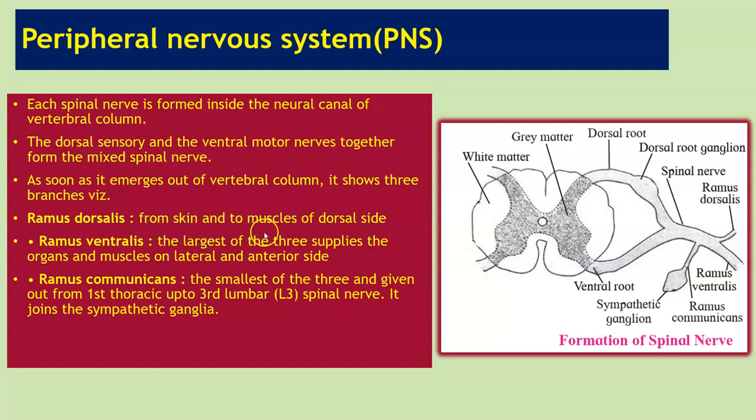from skin and two muscles of dorsal side. Ramus ventralis, the largest of the three, supplies the organs and muscles on the lateral and the anterior side. Ramus communicans, the smallest of the three and given out from the first thoracic up to third lumbar L3 spinal nerves. It joins the sympathetic ganglia. Have a look at this image. You can see it splits into three branches. This is your ramus dorsalis, this is the ramus ventralis, and this here is your ramus communicans.